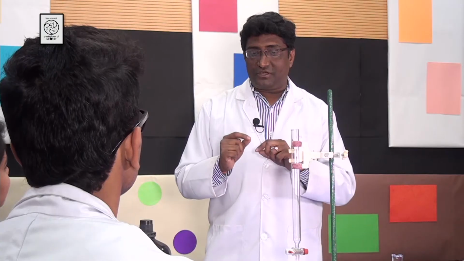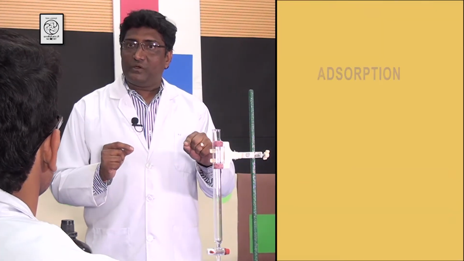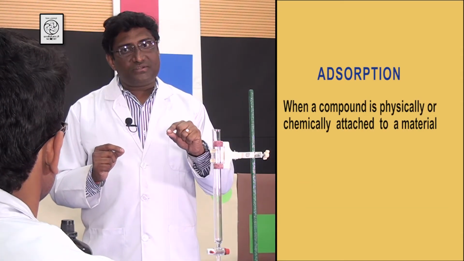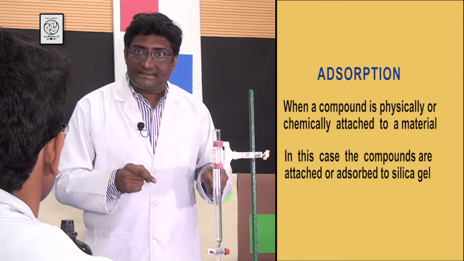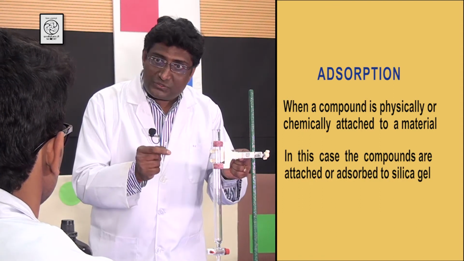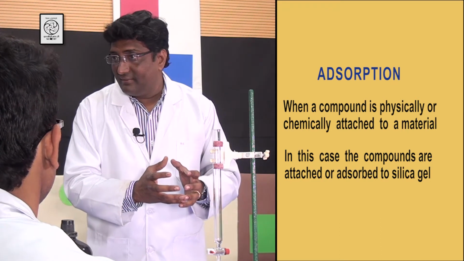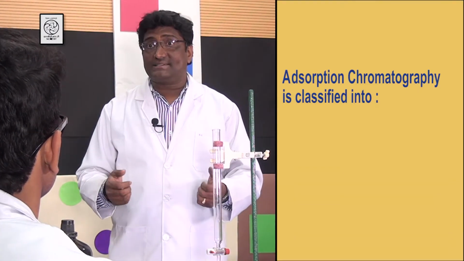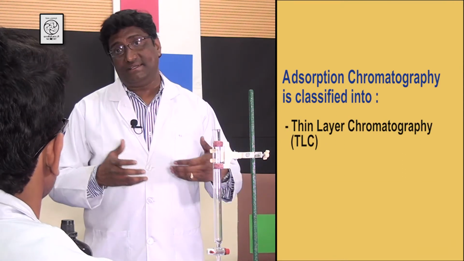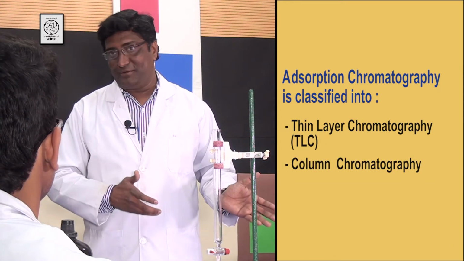Sir, you have used the word adsorption twice. Can you please explain it? Adsorption is a phenomenon in which a compound is physically or chemically attached to a material. In this case, the compounds are attached to, or adsorbed to, silica gel. So, column chromatography is a part of adsorption chromatography. Adsorption chromatography is classified into two types: one is called thin layer chromatography, which we call TLC, and the other is column chromatography.